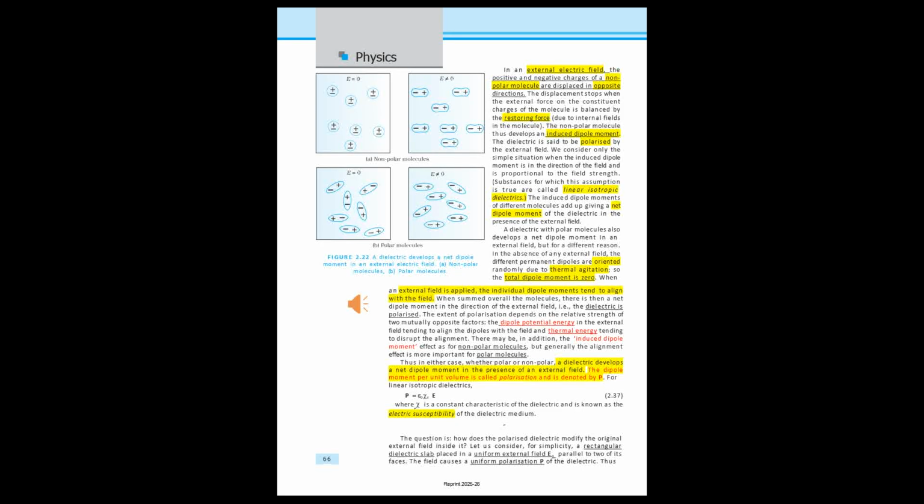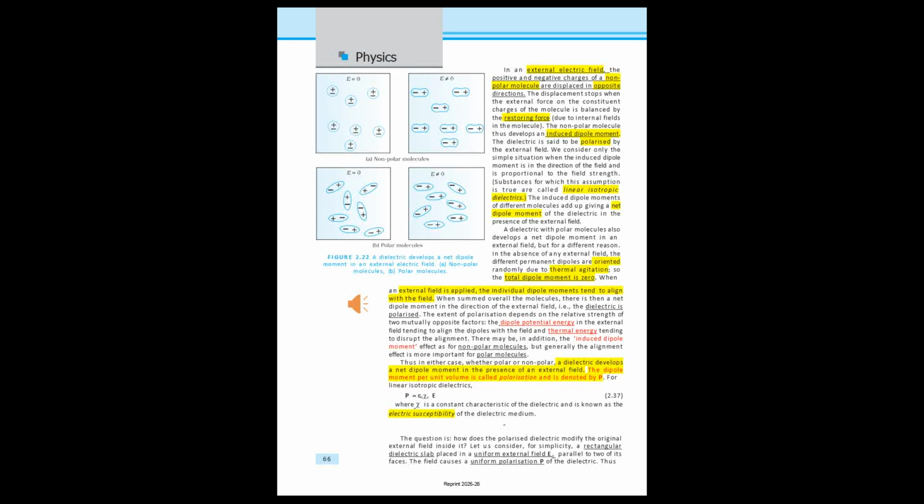In an external electric field, the positive and negative charges of a non-polar molecule are displaced in opposite directions. The displacement stops when the external force on the constituent charges of the molecule is balanced by the restoring force due to internal fields in the molecule. The non-polar molecule thus develops an induced dipole moment. The dielectric is said to be polarized by the external field. We consider only the simple situation when the induced dipole moment is in the direction of the field and is proportional to the field strength. Substances for which this assumption is true are called linear isotropic dielectrics.